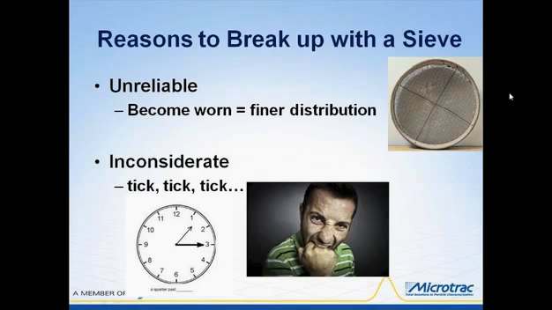Some reminders of the disadvantages of sieves. Unreliability. Worn sieves are probably the largest source of error in sieve analysis. Working sieve nests wear, resulting in reporting finer and finer distributions as time goes on. The sieve nest has to be recalibrated or replaced on a regular basis, but that's not done often in practice.